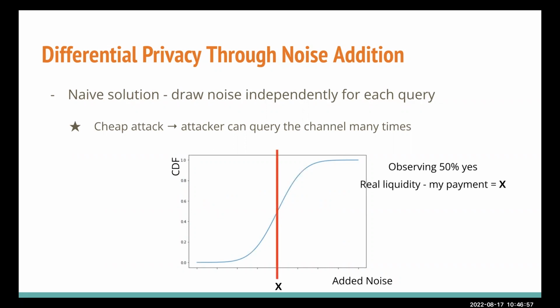The noise formula is known, everything is known, so we can just rewrite everything on paper, solve it, and understand what the real liquidity is. And it doesn't matter how many yes or no he gets, he can always rebuild the histogram. So we can't use something that is that naive.